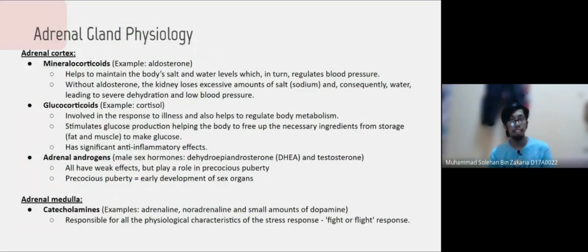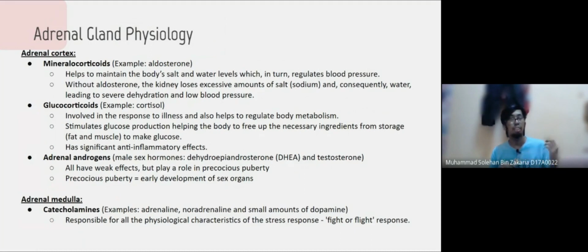Hi, I'm Solehan and I will be continuing this video while talking about the adrenal gland physiology. So, as we have learned before, the adrenal gland has two major layers, which are the adrenal cortex and also the adrenal medulla. For the adrenal cortex, it produces three main types of hormones, which are the mineralocorticoids, glucocorticoids, and also adrenal androgens. So the mineralocorticoids, an example, the aldosterone, the main function is to regulate the salt and water level in the blood, which in turn regulates the blood pressure.